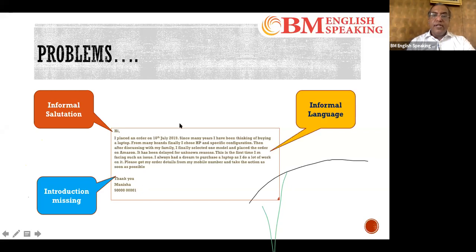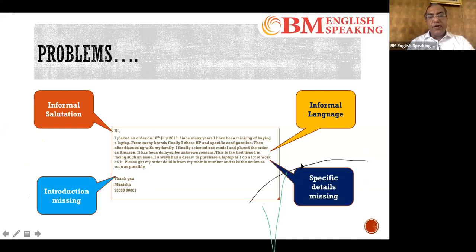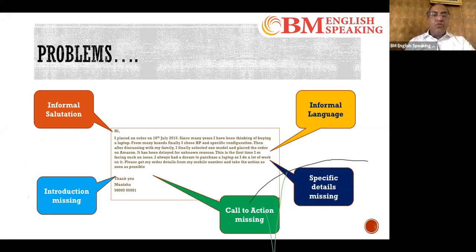Okay. Next, let's look at the next point, which is the language is pretty informal, as if she's talking to somebody, a friend or somebody. The purpose of purchasing a laptop and the specific details, as somebody said, are missing, the model number, etc. Also, what does she want? Please get my order details from mobile number and take the action. What action? The action is not very clear. Technically it is called call to action. What action she wants the reader of this email to take is not at all clear.